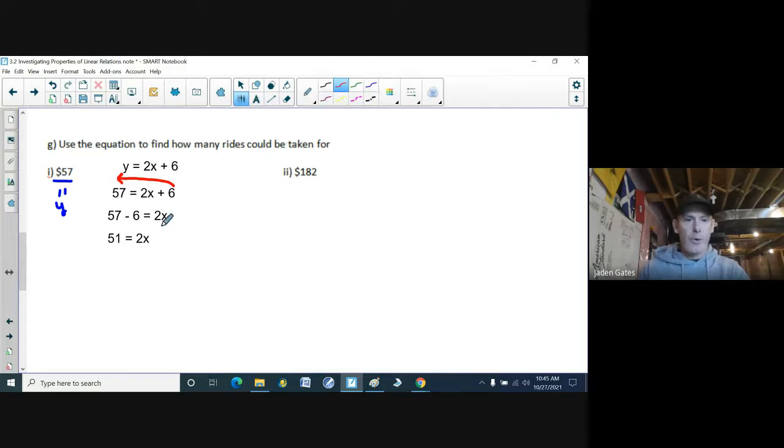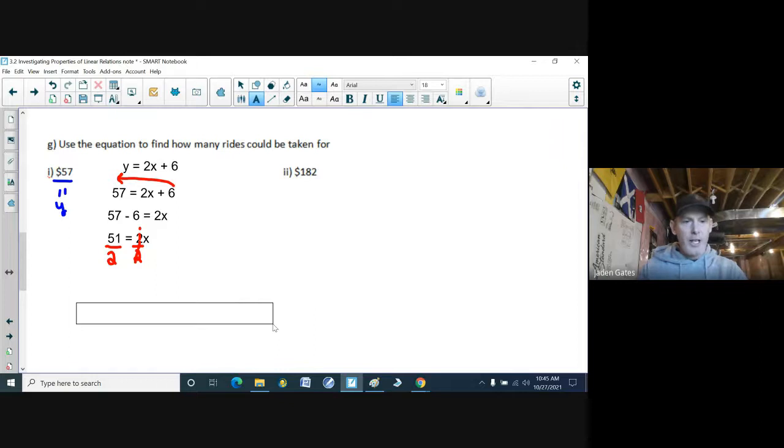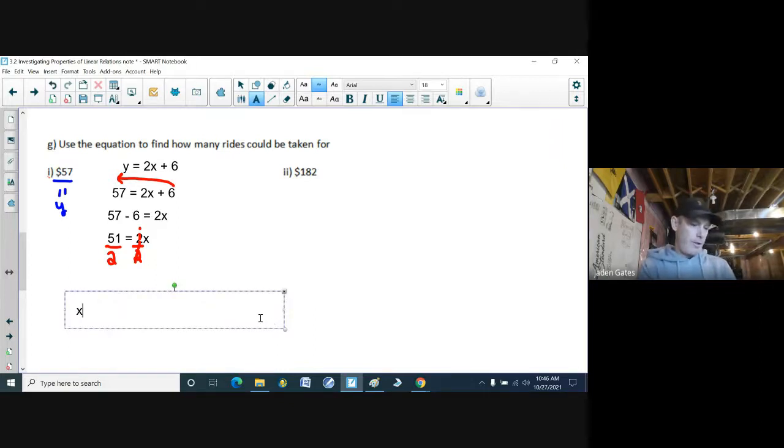And so now I'm going to get x by itself. And so I'm going to divide by 2. What I do to one side, I got to do to the other here. And so 51 divided by 2 is, let's see here, x equals 51 divided by 2. We get 25.5. Whoops, x equals 25.5 rides. There we go.